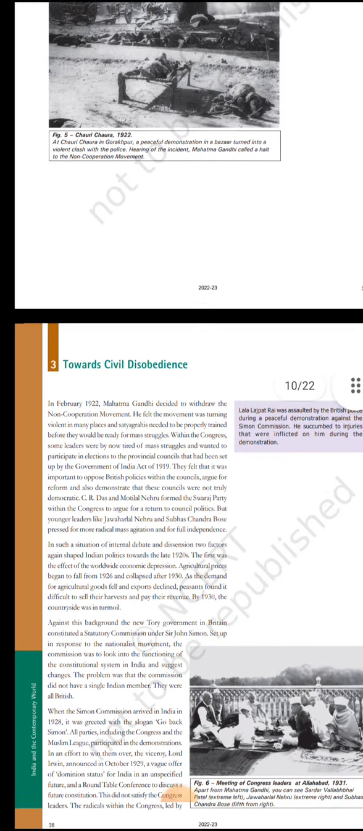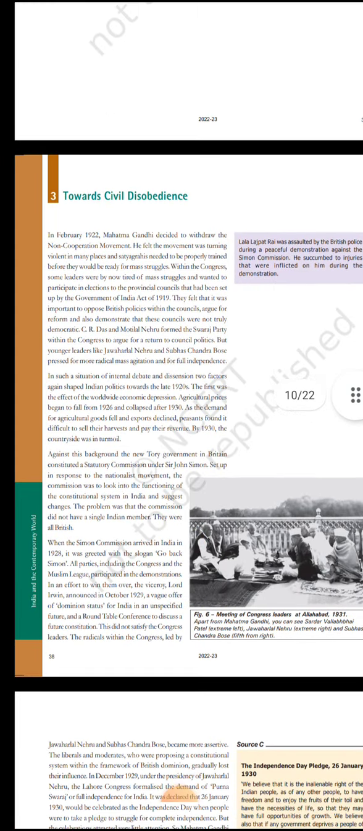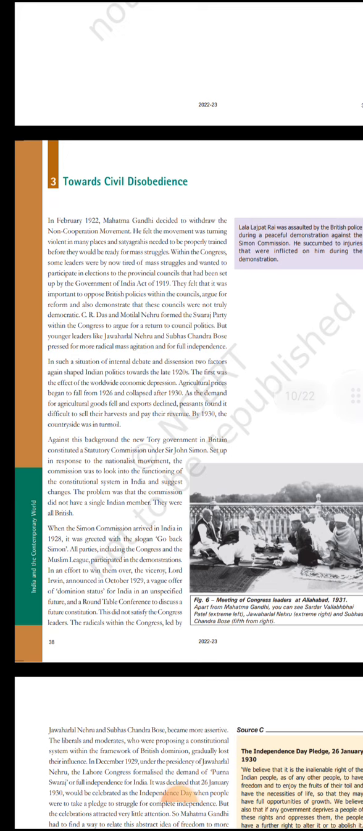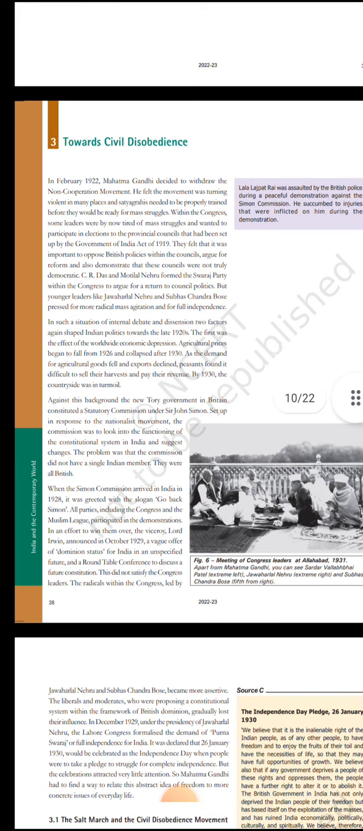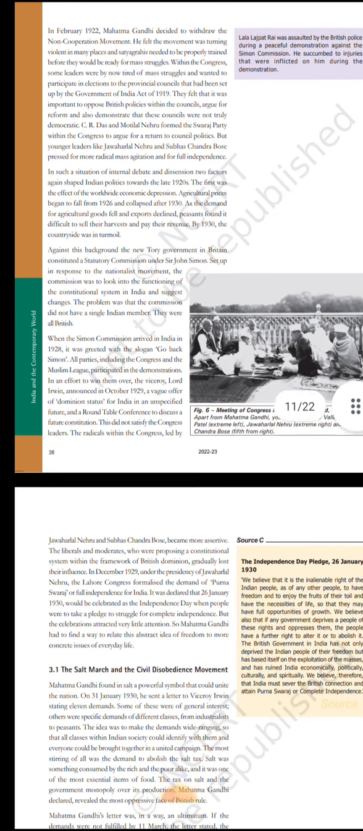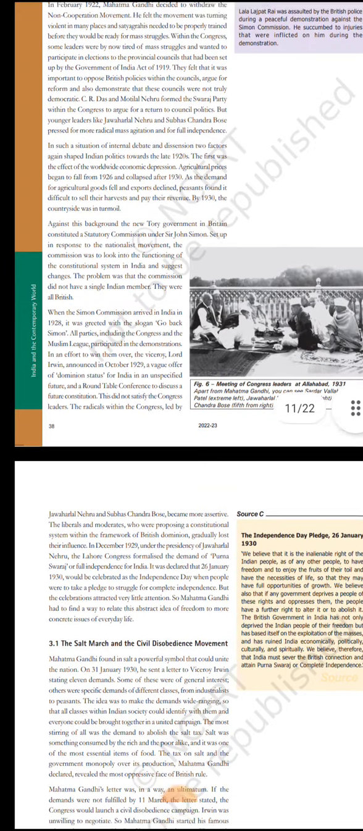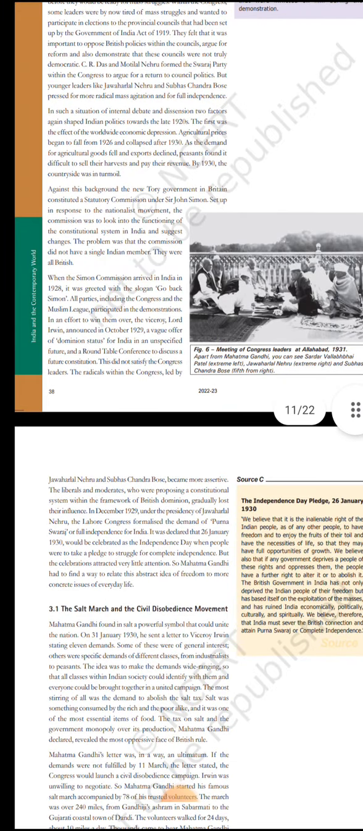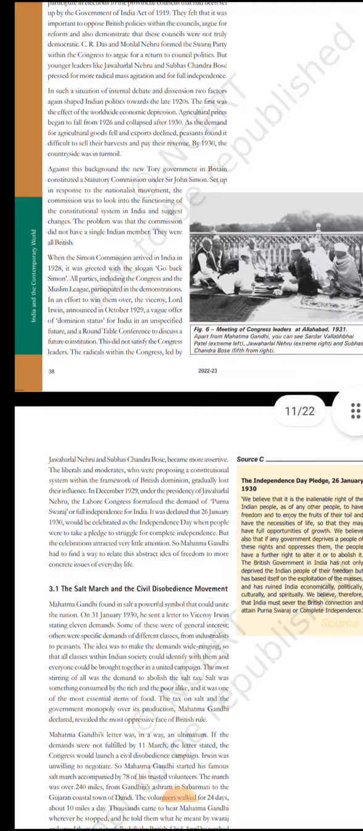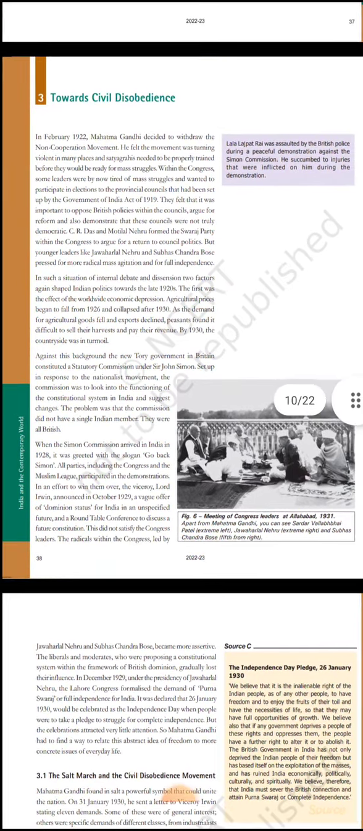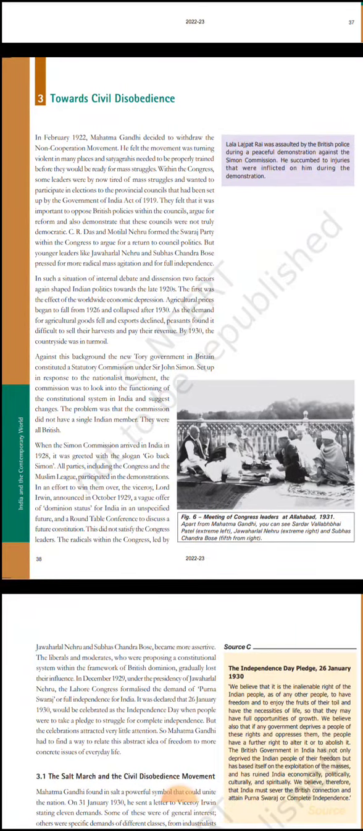Let's see towards civil disobedience. So, in February 1922, the non-cooperation movement was withdrawn, and there was the Government of India Act of 1919. Here it is also established that C.R. Das and Motilal Nehru formed the Swaraj Party, and the younger leaders like Jawaharlal Nehru and Subhash Chandra Bose pushed for a different approach. And for this, the debate also took place.